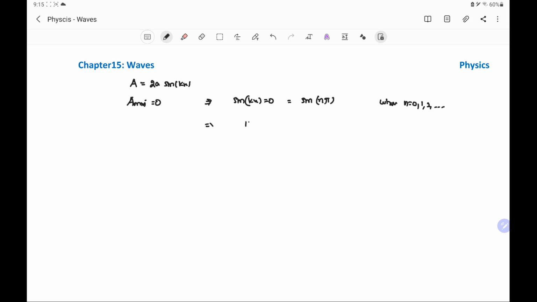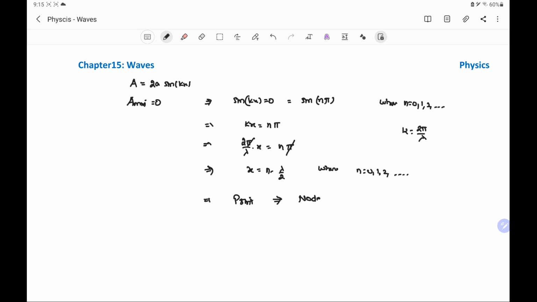This implies that kx should be equal to n pi, and because k is the propagation constant equal to 2 pi by lambda, we substitute 2 pi by lambda into kx equal to n pi, and this pi and pi get cancelled. So this implies that x equal to n into lambda by 2, where n equal to 0, 1, 2 and so on. So this gives the points of minimum amplitude, and these are called nodes.